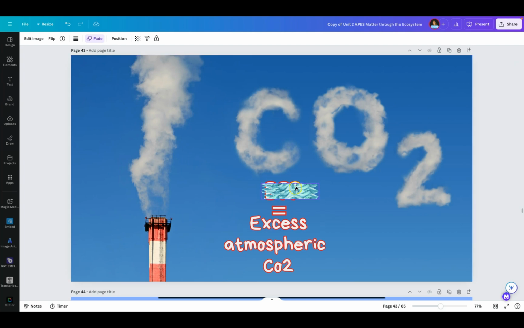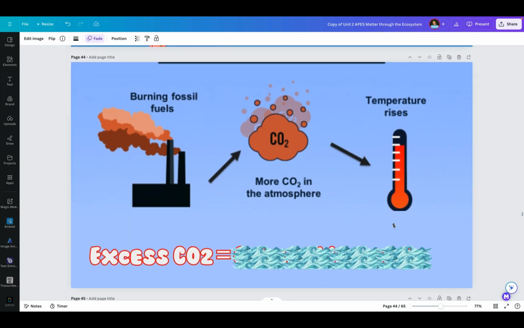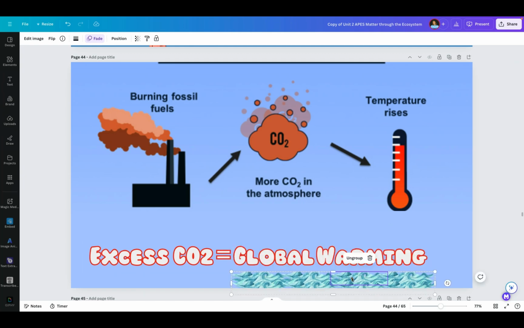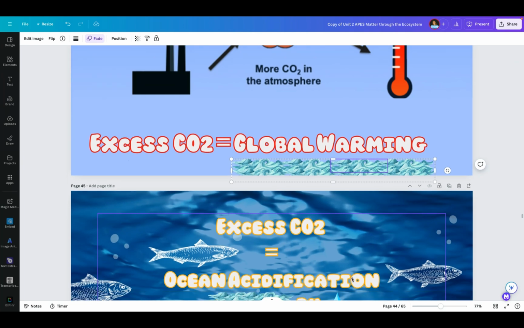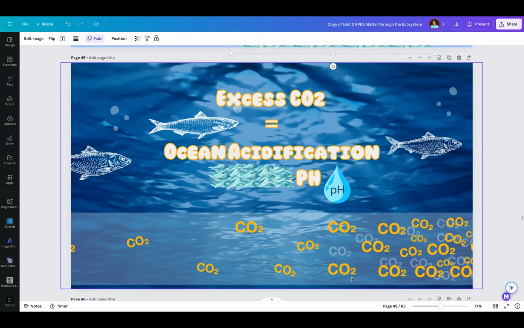Burning fossil fuels. We already learned that, Unit 1. We also learned that if we burn fossil fuels and we release excess carbon dioxide into the atmosphere, what results? Global warming. So we already knew that too. When I tell you we review everything 4 and 5 times, we review everything 4 and 5 times. Now, what you haven't learned yet is that excess carbon dioxide also does this.